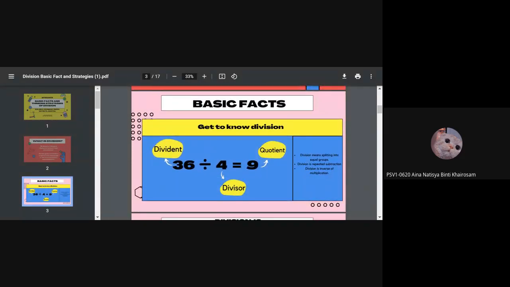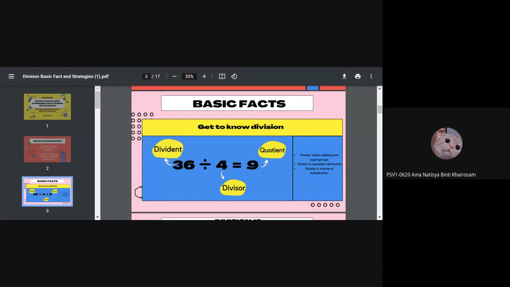Okay, we will see this. A sentence of number 36 divided by 4 equals 9. So 36 is the dividend. It means that 36, a whole number or a sum of numbers that we want to divide, we call it the dividend. And then 4 is the divisor, which is the number that we want to divide by. Equals the quotient, which is the answer that we get by the division.